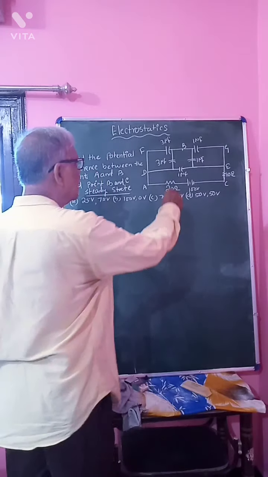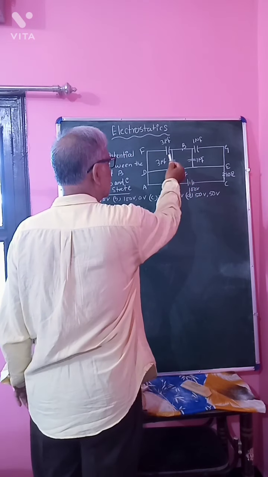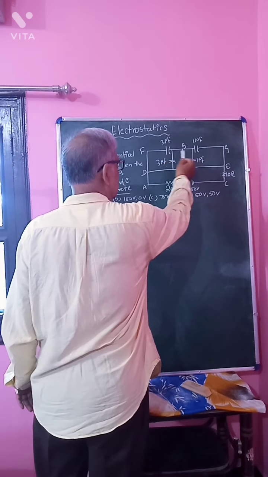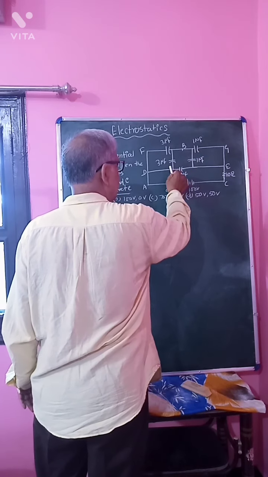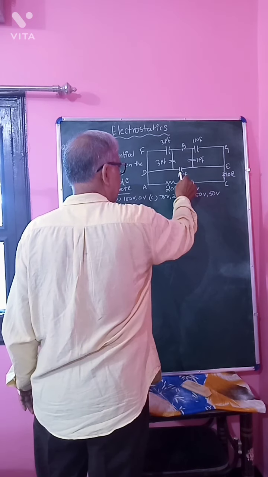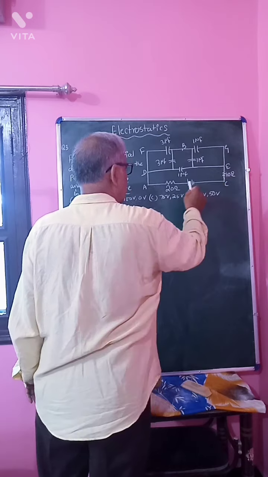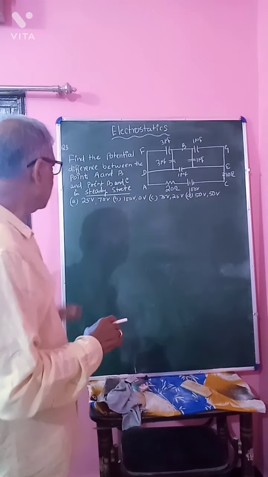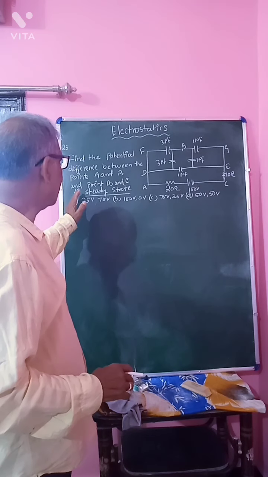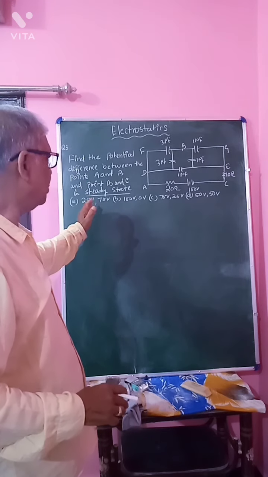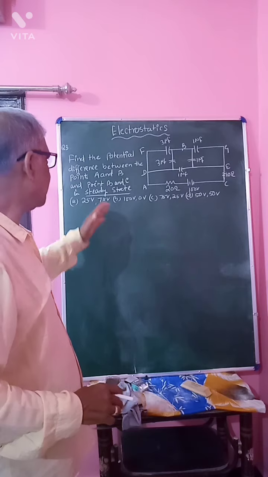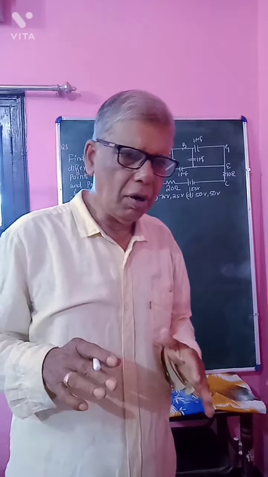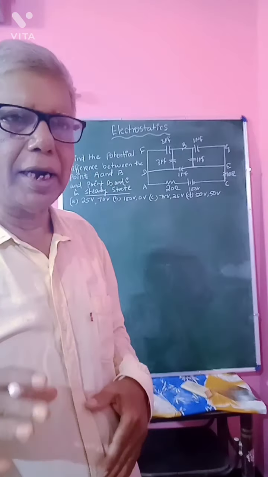Now, in the circuit, there is a 3 microfarad capacitor, 1 microfarad, 3 microfarad, 1 microfarad, 1 microfarad, a 10 ohm resistor, this is a 100 volt battery, and a 20 ohm resistor. You have to find the potential difference between points A and B and between B and C in steady state. All measurements are done in steady state.